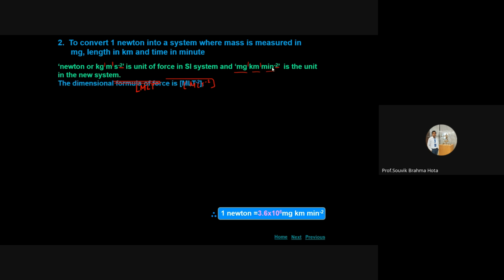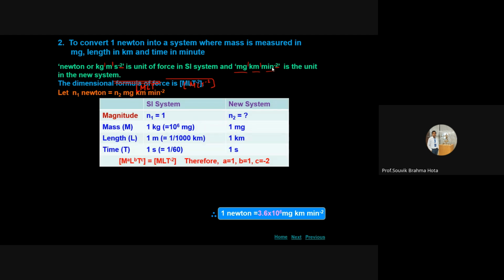Now what we should know: let n1 Newton be equal to n2 mg km min. So n2 is equal to n1 of, first you make the table in the SI system. You write SI 1 kg, that is 10 to the power 3 gram, as earlier it was gram, but here it is mg, milligram.